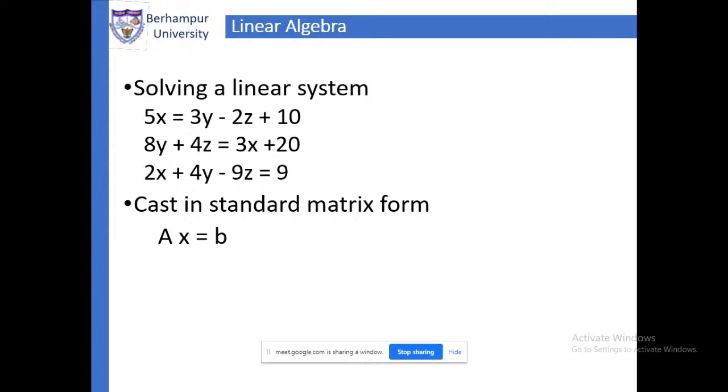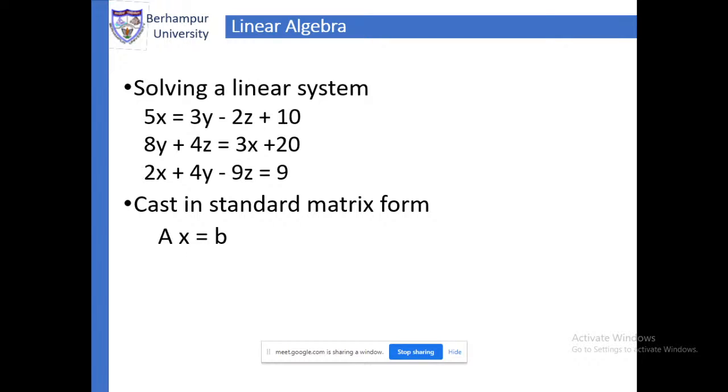Now, first thing is for solving this linear equation, we have to cast it in the standard matrix form of Ax is equal to b. Now, what is Ax is equal to b? A is the coefficient of the unknown variables x, y, z, and small x is a matrix which contains the unknown variables x, y, z. So what we can do is take all these x, y, z components to the left side, and keep the numerical part on the right hand side.